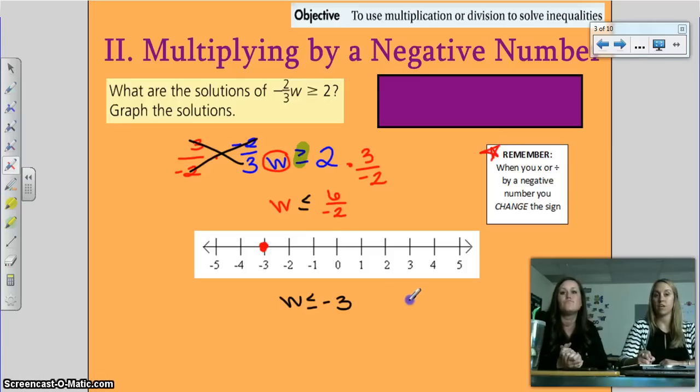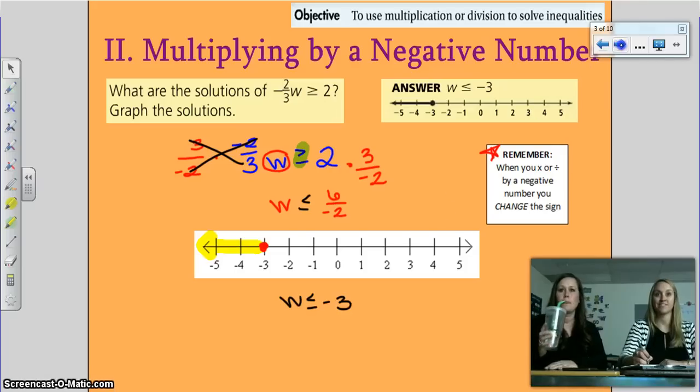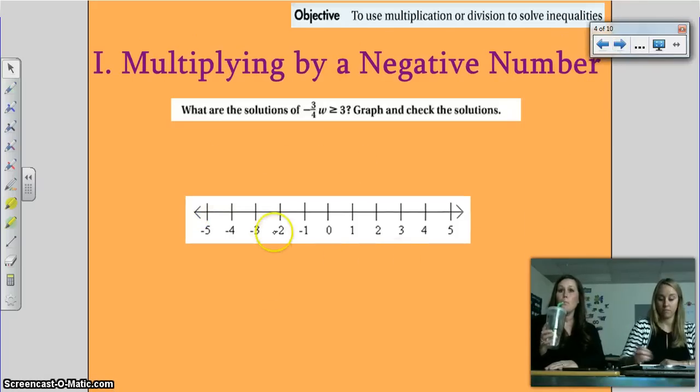Here's your handy-dandy reminder that is on your paper, and you can always look there. And now we can shade. We're going to shade to the left, or to the less than side. And there's the pretty one without all of our chicken scratches. Okay, keep going. Same thing.